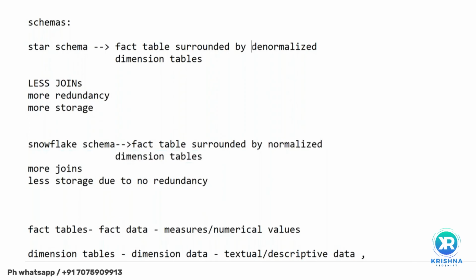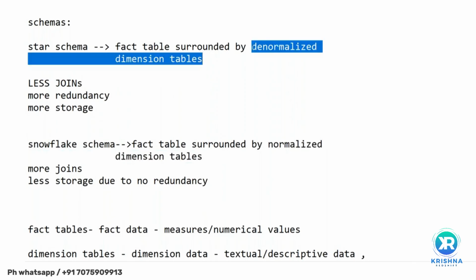A fact table surrounded by denormalized dimension tables is star schema. You need to remember this, and you should not get confused. Denormalized means they are not further divided. That is star schema. Fact table surrounded by normalized dimension tables, where normalized means dimension tables are further divided. Normalization means dividing a big table into small tables. That is called Snowflake schema.